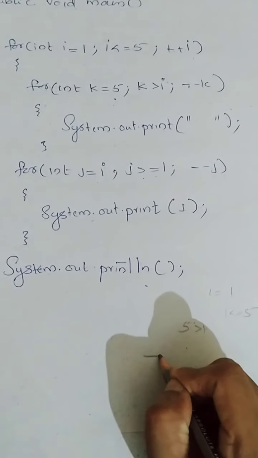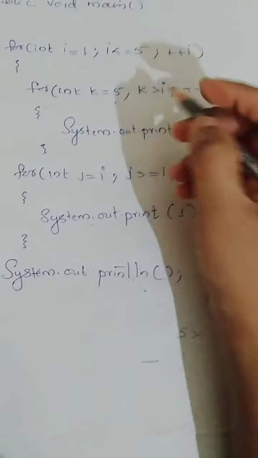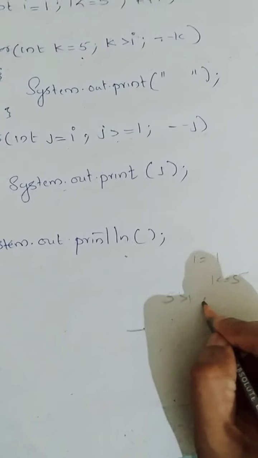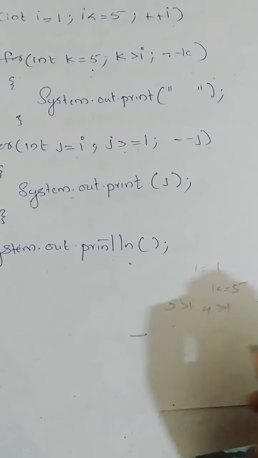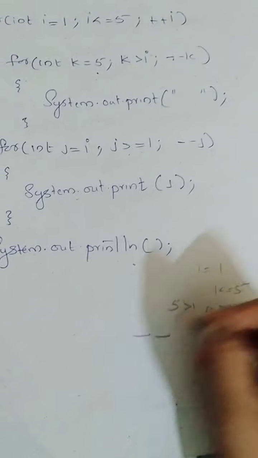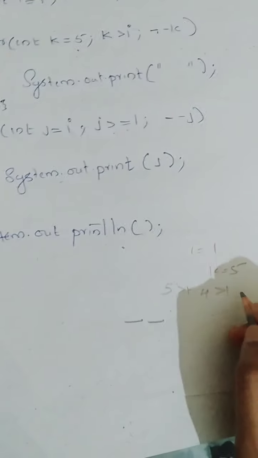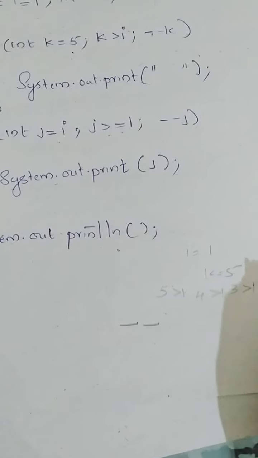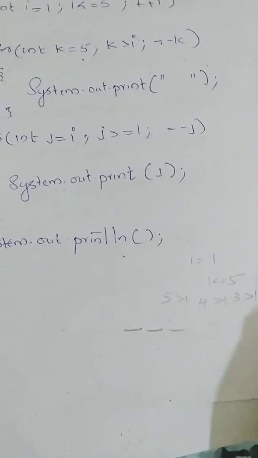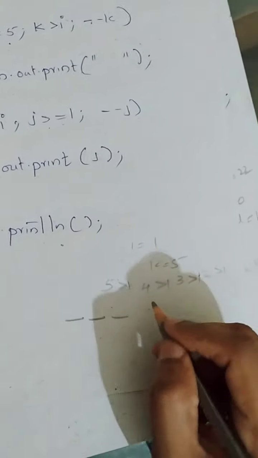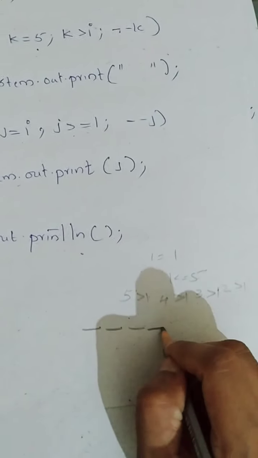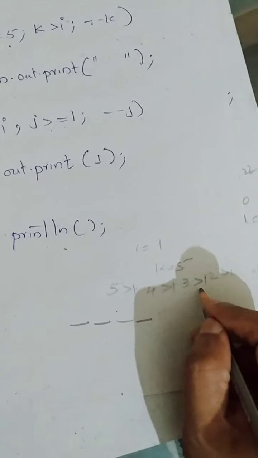Again, it is a print, so the cursor will remain on the same line. Again k will be decremented to 4. 4 greater than 1, true. So it will again leave a space. Then k will be decremented to 3. 3 greater than 1, true. Again it will leave a space. And again k will be decremented to 2. 2 greater than 1, true, again it will leave a space. Again k will be decremented to 1.